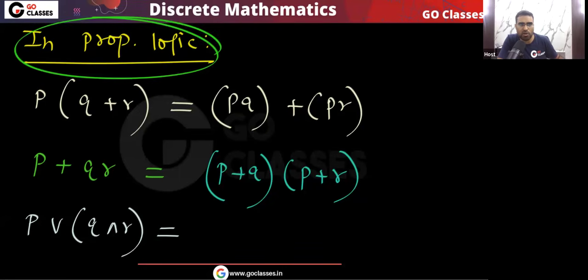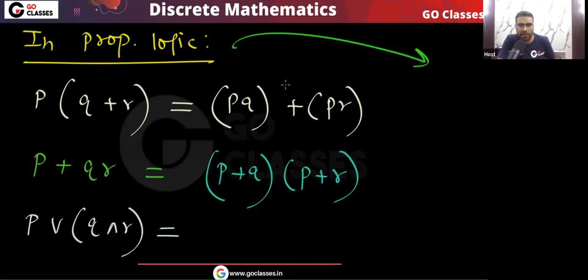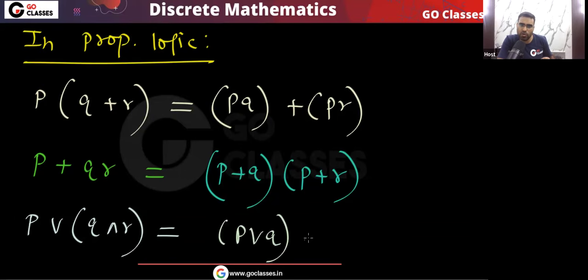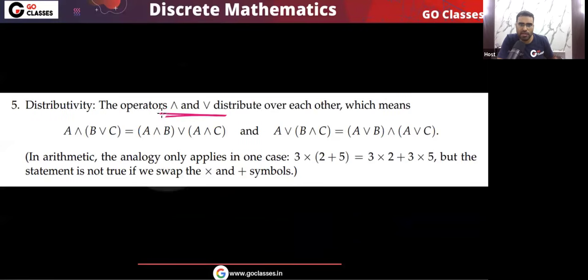Means in propositional logic, or is distributive over and, and and is distributive over or. Both are distributive over each other. So if you have P or (Q and R), then you can write it as (P or Q) and (P or R). Very simple. So these are the properties. Remember that these two operators, and and or, distribute over each other.